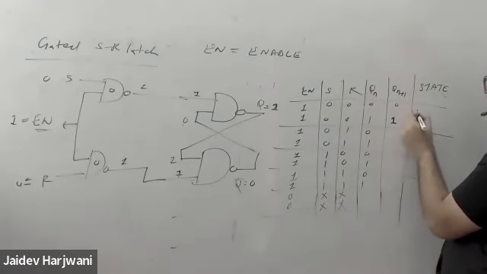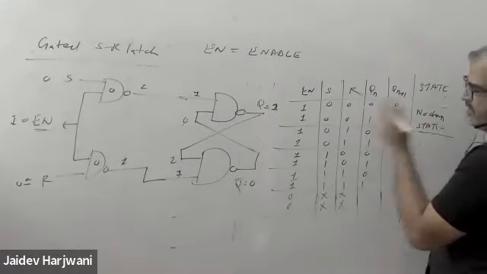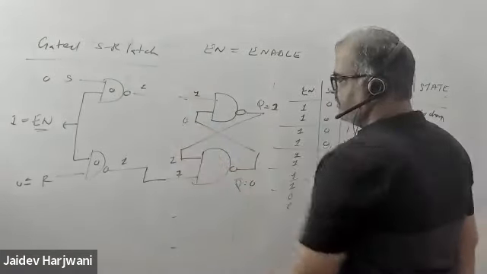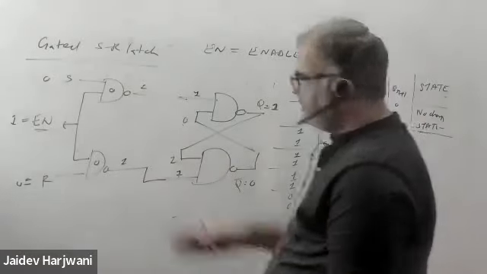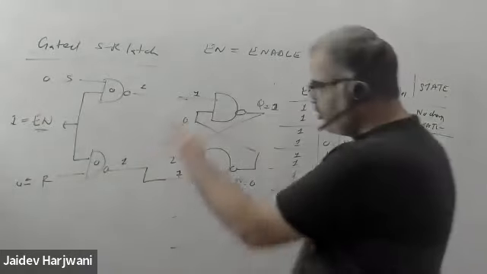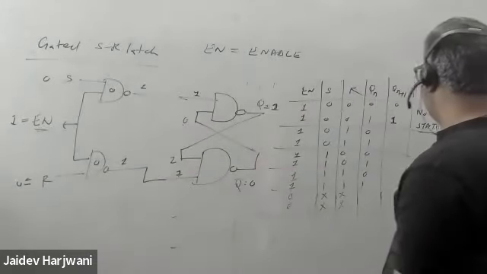That is called the no change state. I told you, if one input becomes 0 in a NAND gate, then the other input becomes inactive. So that cannot change the state. Now both become 0, so they cannot change the state. This is the no change state.